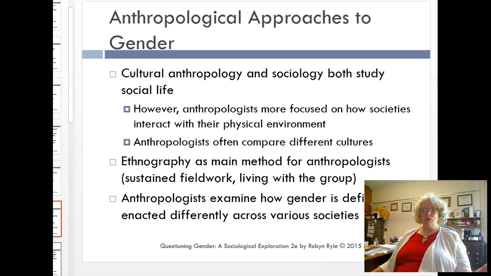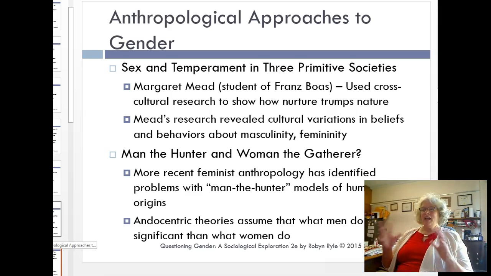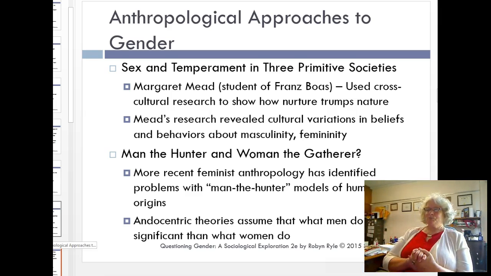In fact, I know some anthropologists that strictly do quantitative research today, but they still have this base of examining gender as defined and interacted across societies. And so what they're looking at is these different societies. Now, Margaret Mead and her student Franz Boas really looked at this cross-cultural research to understand.